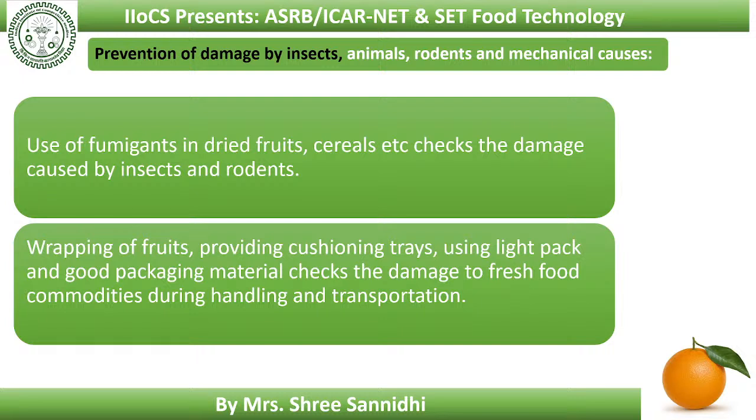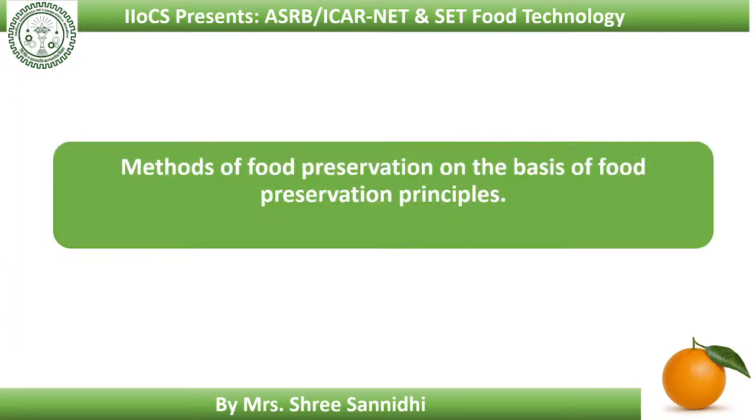Wrapping of fruits, providing cushioning trays, using light pack and good packaging material checks the damage to fresh food commodities during handling and transportation. So to avoid any mechanical stress to the food, we have to ensure the packaging and proper transportation of food. Okay, so this was all about the principles of preservation.